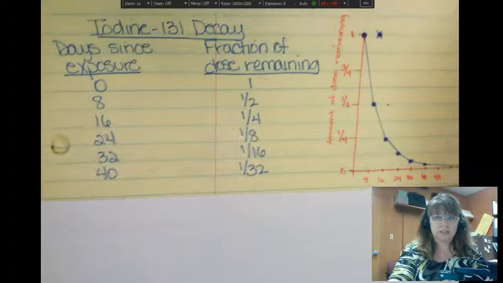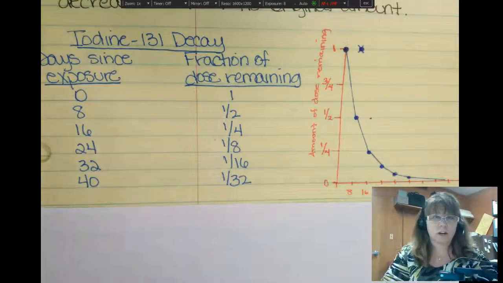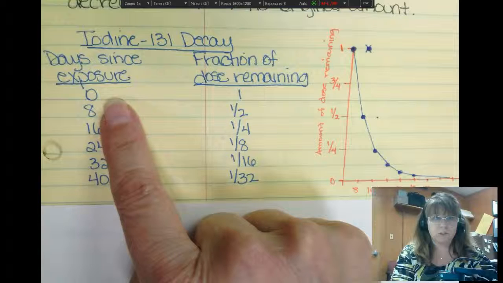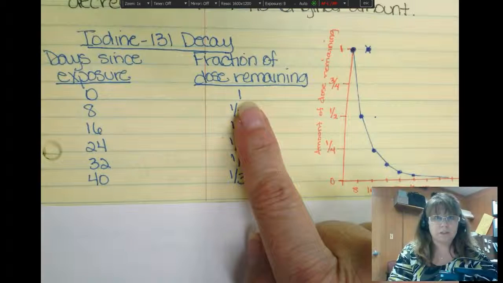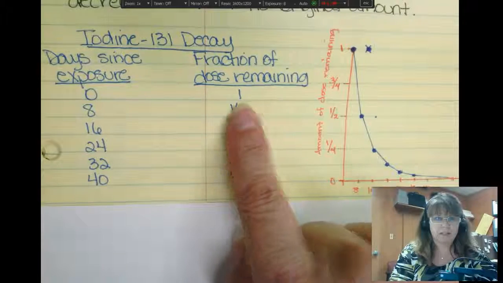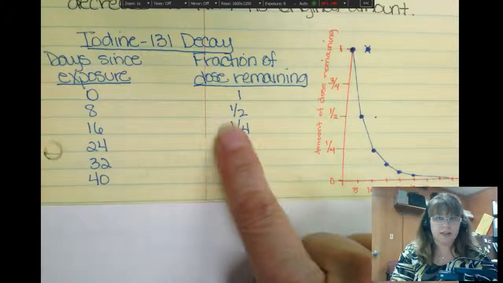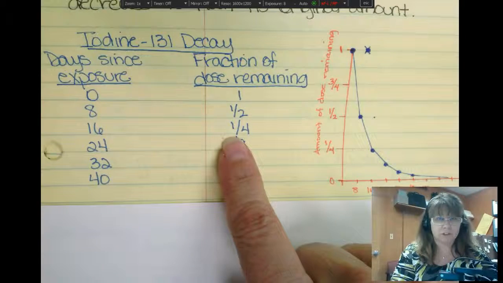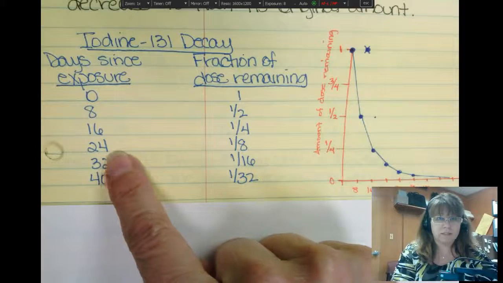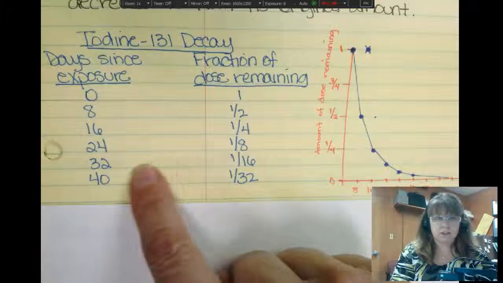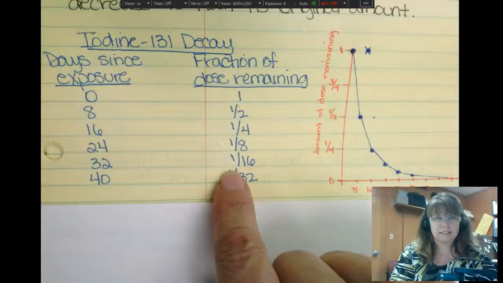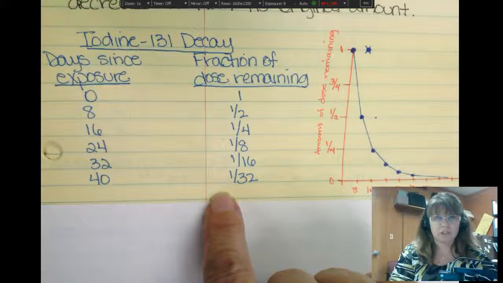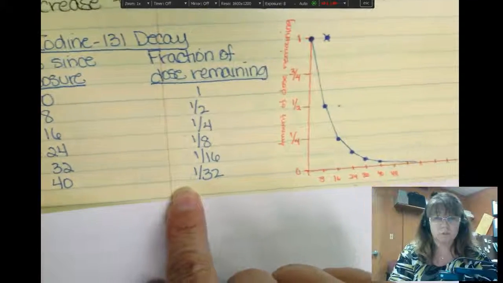So let's take a look at a table and a chart. Let's say the 0th day since you were exposed, you have 100% of the dose remaining. You have the whole dose remaining. After 8 days, you only have half the dose. After 16 days, you have 1/4 of the original dose. After 24 days, you have 1/8. After 32 days, you have 1/16th. After 40 days, you have 1/32nd of the original dose remaining.